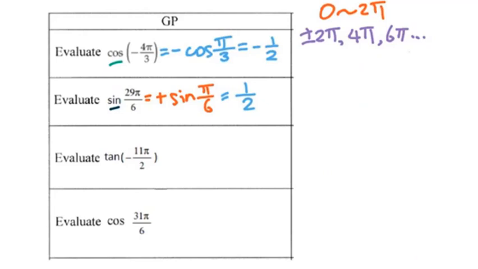Let's go to number 3. We're looking for tangent negative 11 pi over 2.